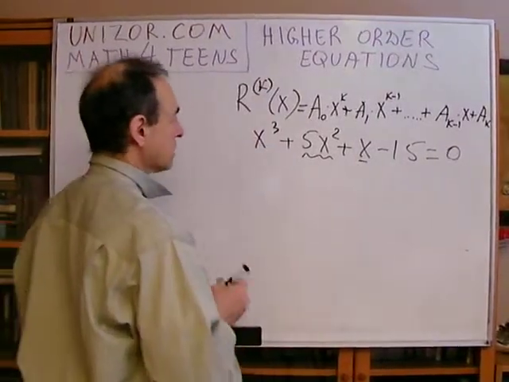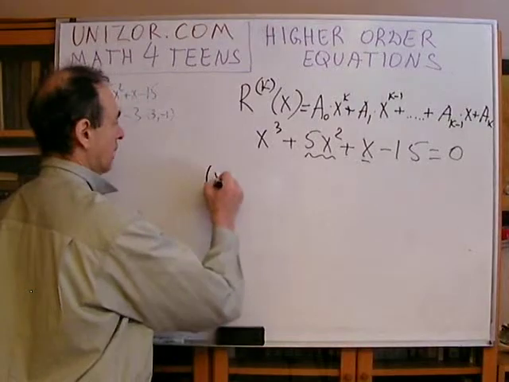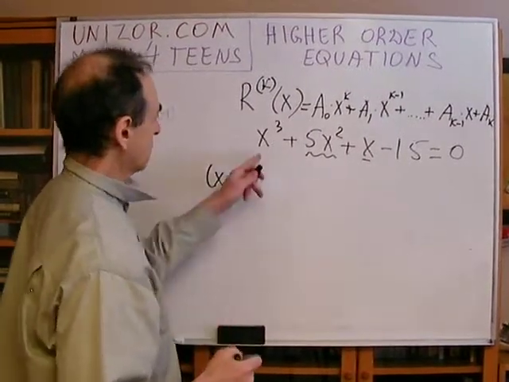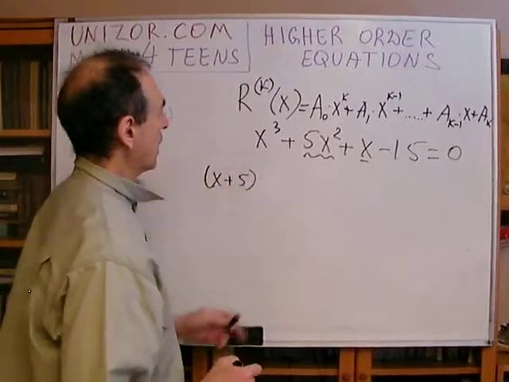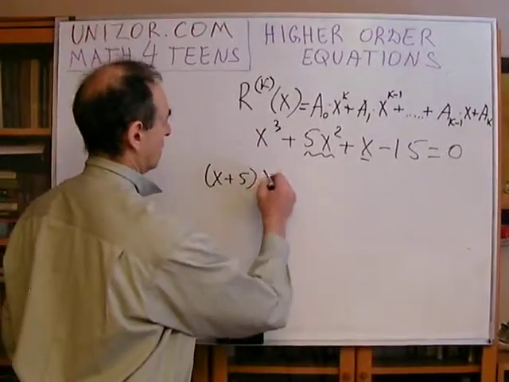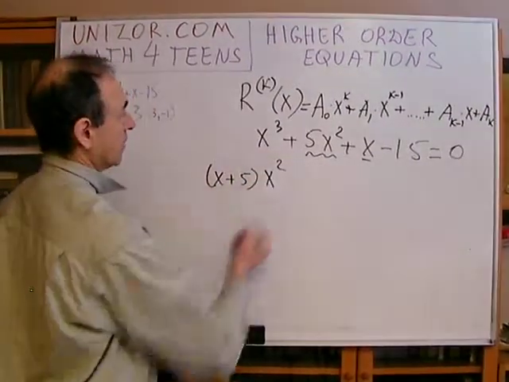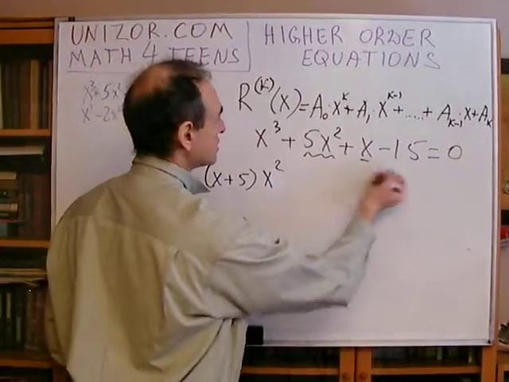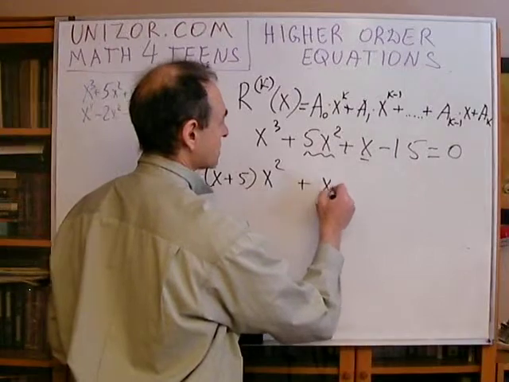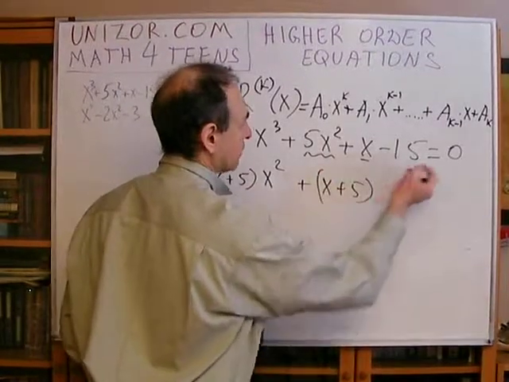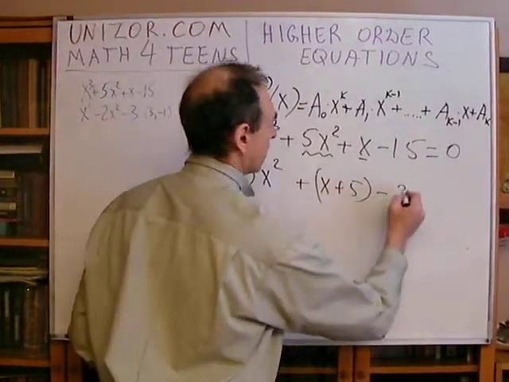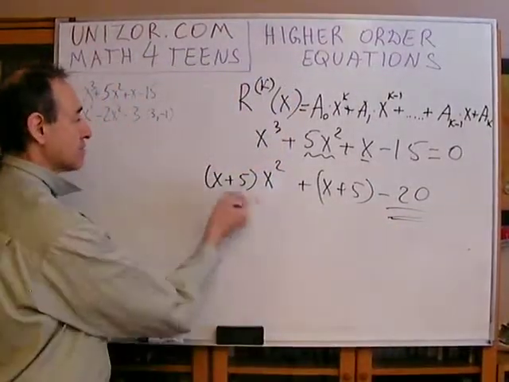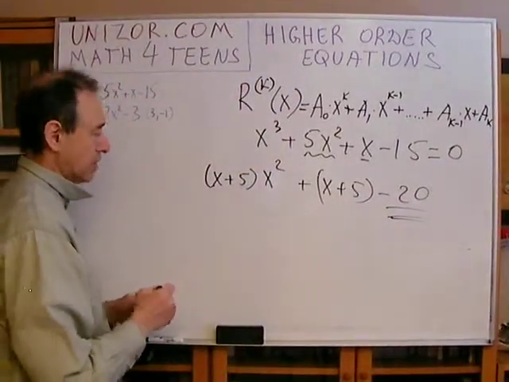So let's consider I would like to factor out x plus 5. Well, then from these two, I have to factor out x squared, and I will get x plus 5, right? Now this is not x plus 5. This is x plus 5, but I have to have minus 15, so I have to have minus 20. This is definitely something extra. So x plus 5 doesn't really work in this particular case.